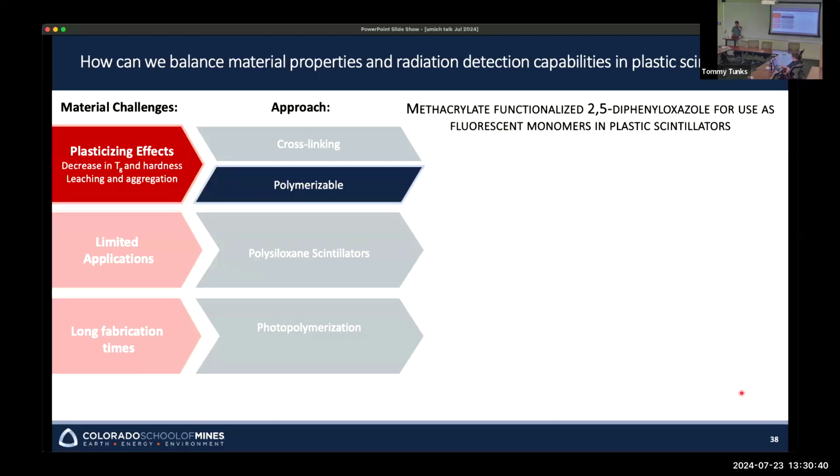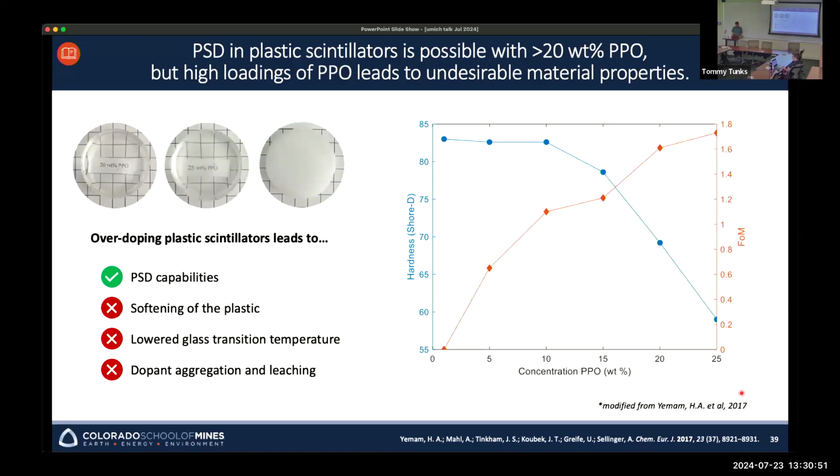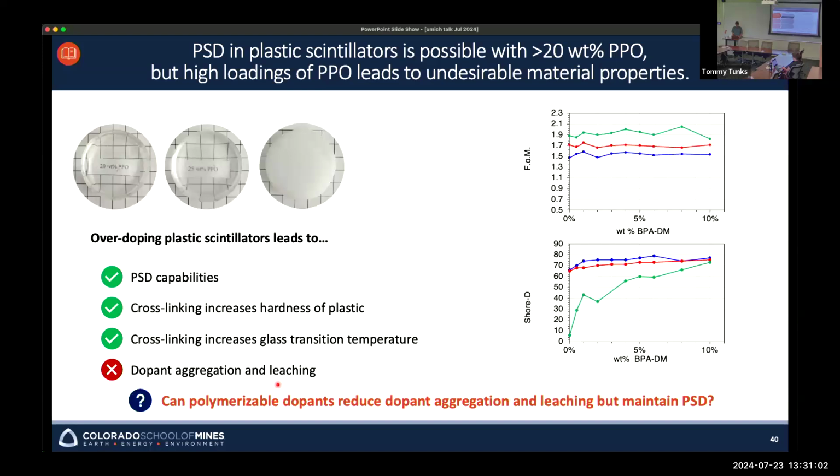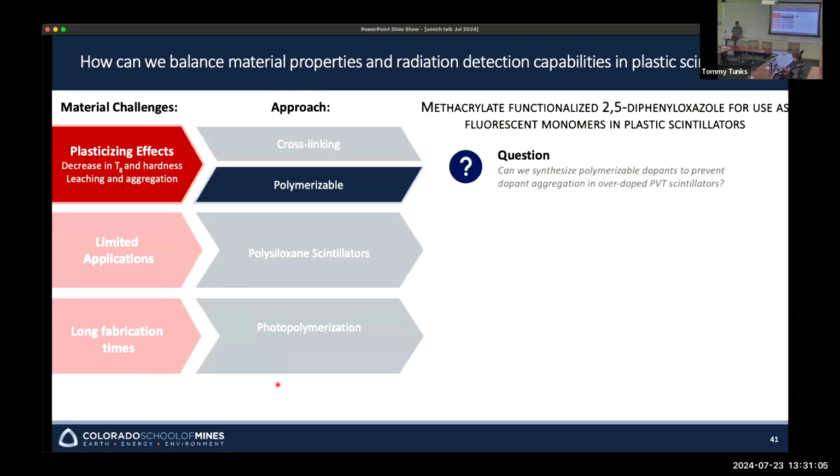So now we got to that value of a good situation, but the issue there is still that all that 20 to 25% of that primary dopant is still just physically blended into that matrix. So in theory, it could still diffuse. And so that was one thing we wanted to deal with. So we handled all this, but we didn't know how to deal with this dopant aggregation and leaching. So that was the next topic we wanted to do. And so one way that we did that was, can we synthesize dopants that have some kind of a polymerizable site so they can be chemically integrated into the matrix?